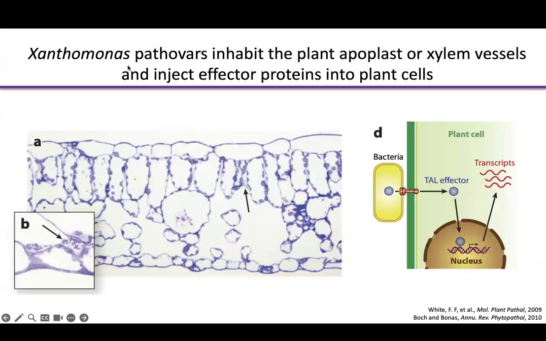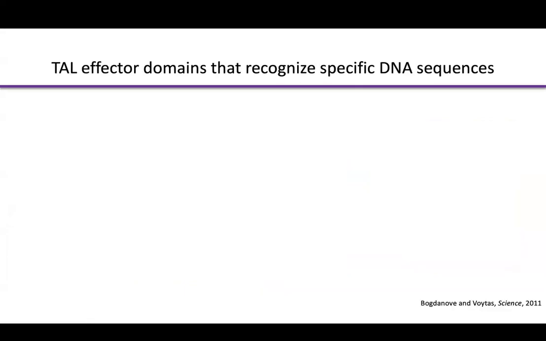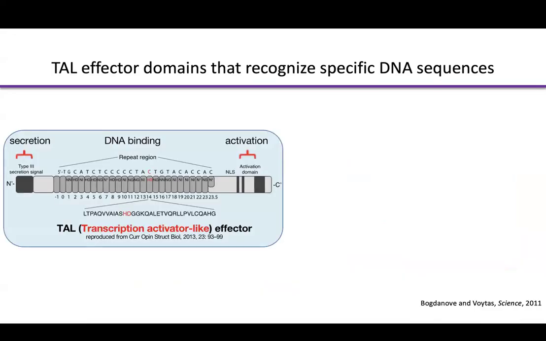Xanthomonas can inhabit the plant apoplast or xylem vessels and inject effector proteins into the plant cell using the type III secretion system. The TAL effector can translocate from the cytoplasm into the nucleus and then manipulate the host genome to transcribe beneficial mRNAs for their spreading or propagation. So Xanthomonas is very smart here. And what we can do is modify the TAL effectors to regulate the expression of a gene of interest.